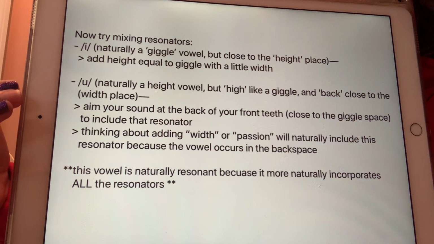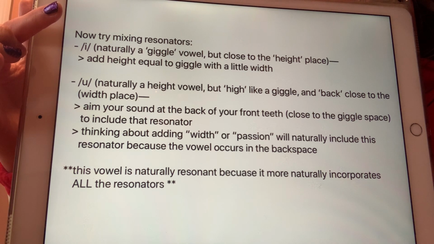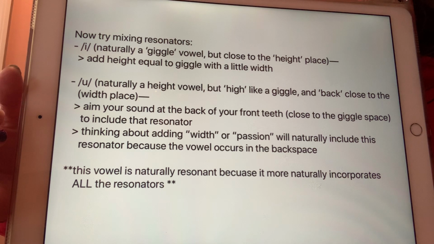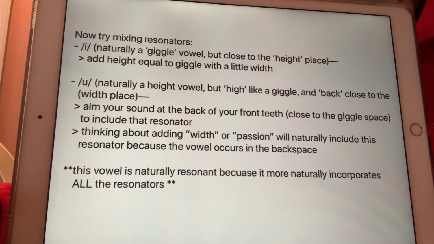So, let's try mixing them. E, naturally a quote-unquote giggle vowel, but close to the height place. So if we add height, that's equal with the giggle, and then add a little width. So let's add the height first. E is height. Now if we add width, E. So now you have a more full, complete sound.